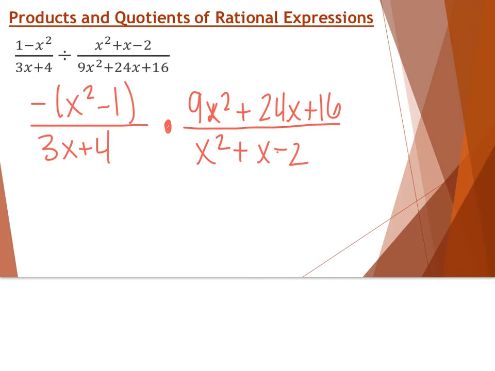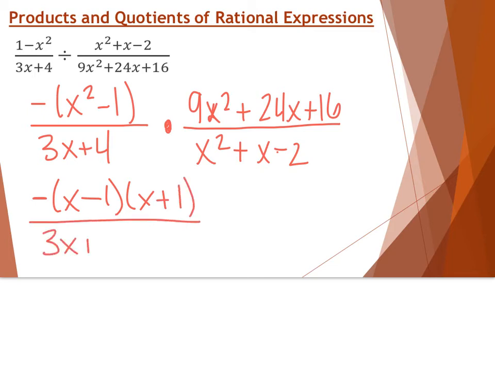I'm going to go ahead and factor everything that I have. The top of this first fraction still has a negative, and hopefully you recognize this is a difference of two squares. So we have x minus 1 and x plus 1. On the bottom, I can't do anything to that. It's still just 3x plus 4. There's no GCF, nothing.